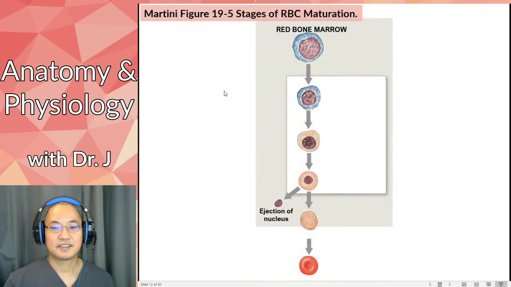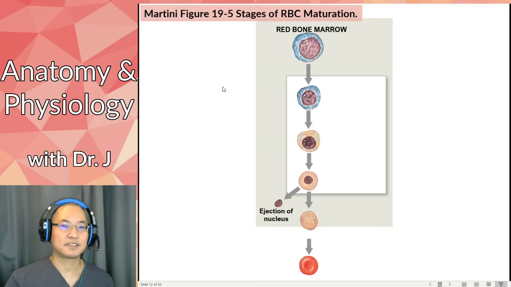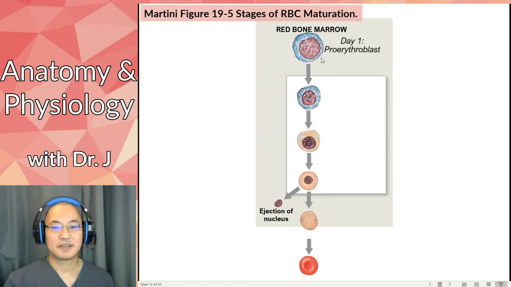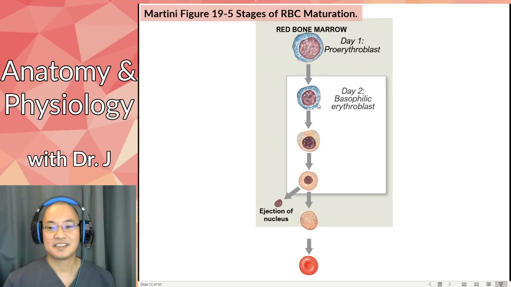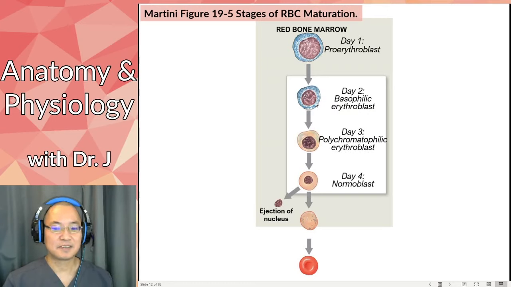So what we have here is from the Martini version, and it provides a little more detail. What we see here is that we have the proerythroblast, which is like a young red blood cell. And then we have these small stages. Now, I don't expect you to know these stages at day 2, 3, and 4. But the point here is that red blood cells don't all of a sudden appear as a new red blood cell. It has to go through multiple stages of transformation.